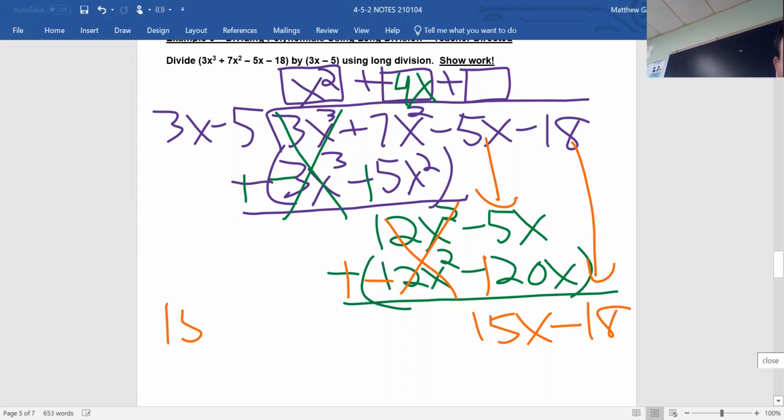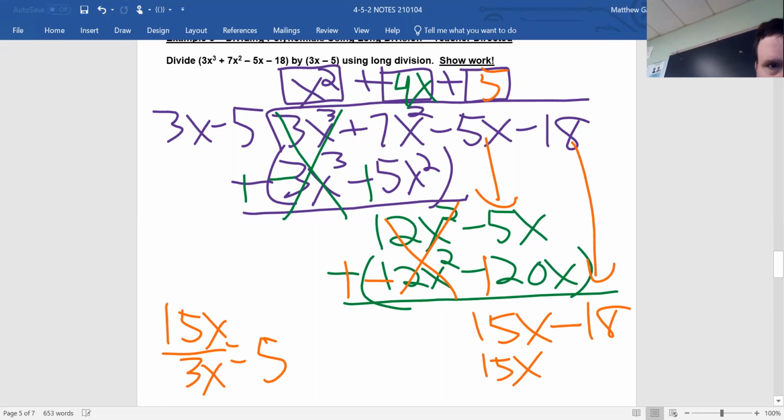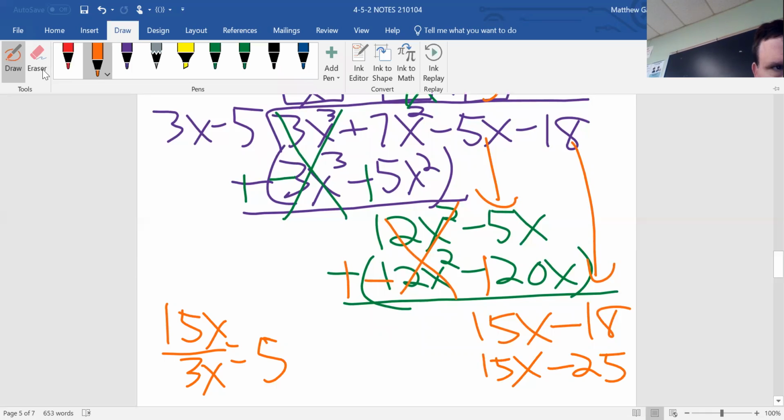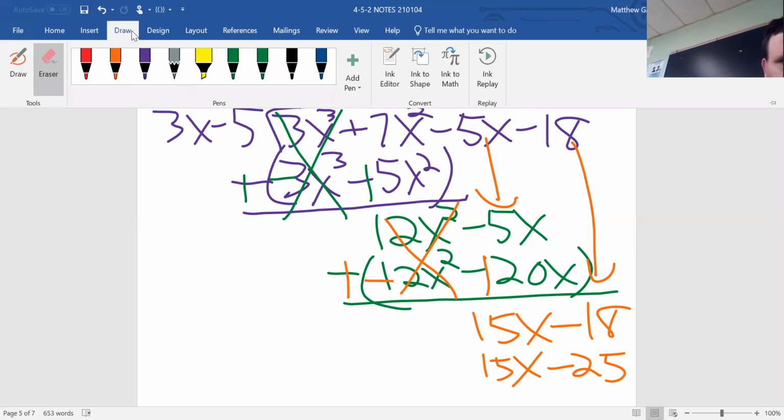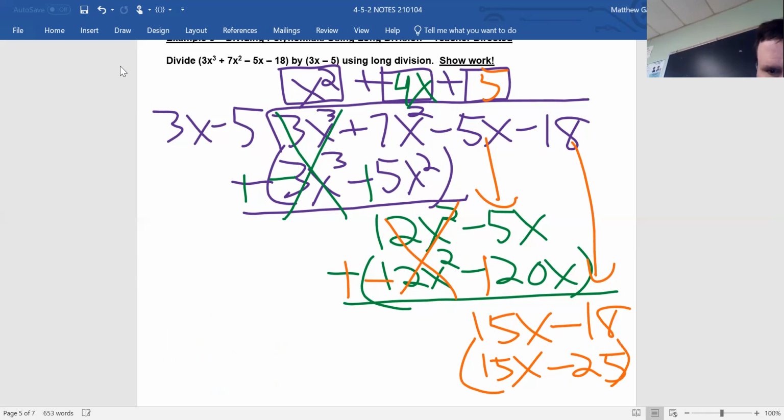So we're going to divide 15x by 3. That's 5. So this problem will give us a remainder. 15x. 5 times negative 5 is negative 25. So they're not exactly the same. Okay, so we cross this out. And then we just subtract vertically.